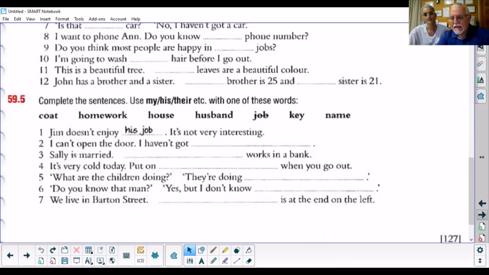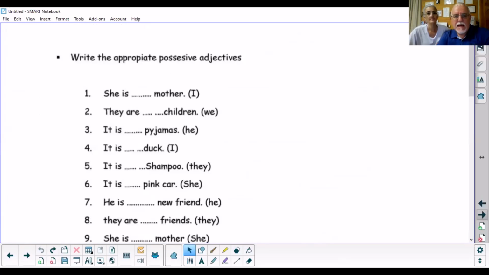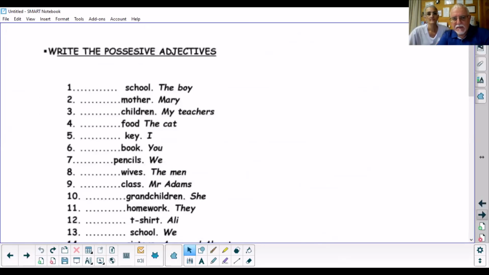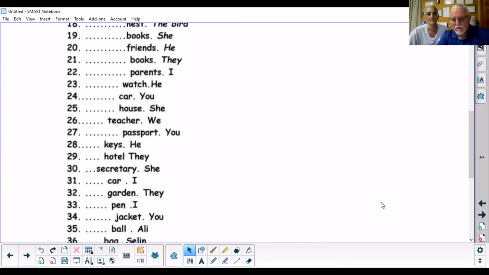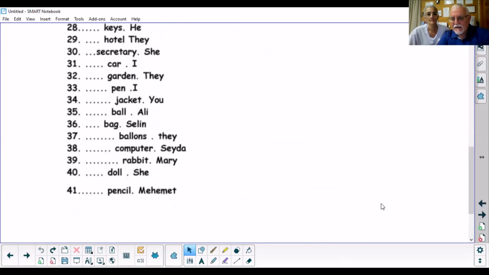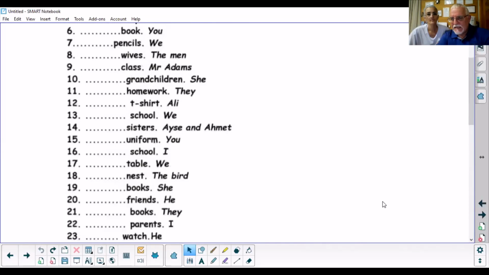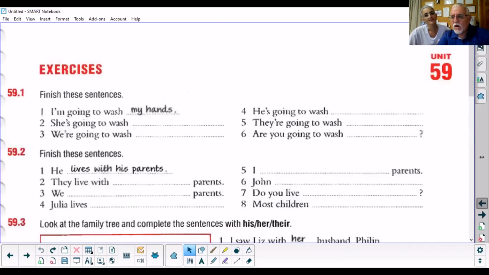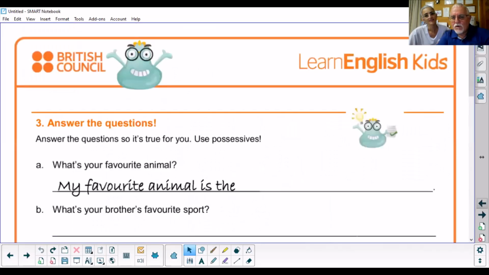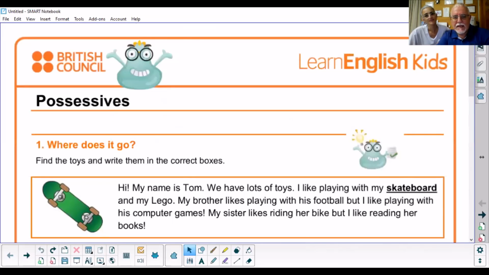Okay, so that's the exercises. And I've got a couple more exercises here for you for possessive adjectives. These have got quite a number of questions, so there's plenty there to keep you busy during this period of enforced isolation.